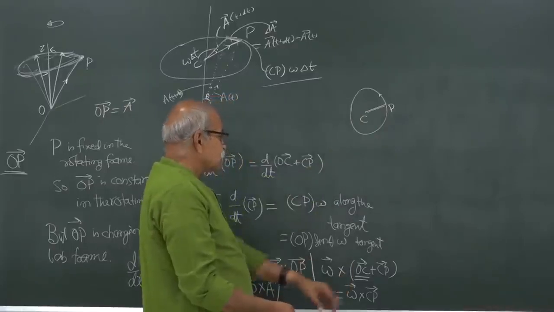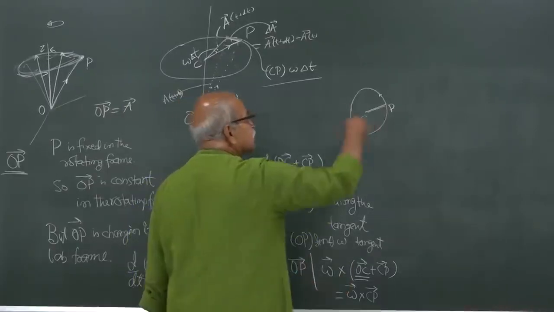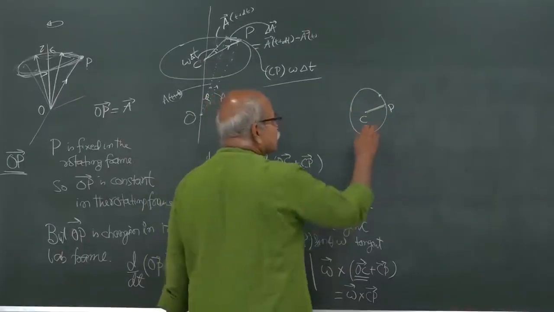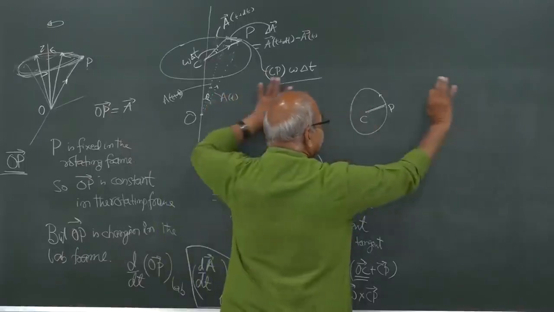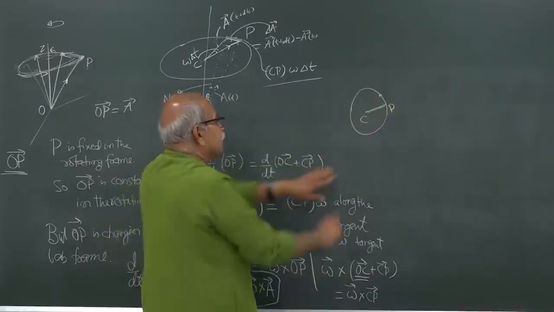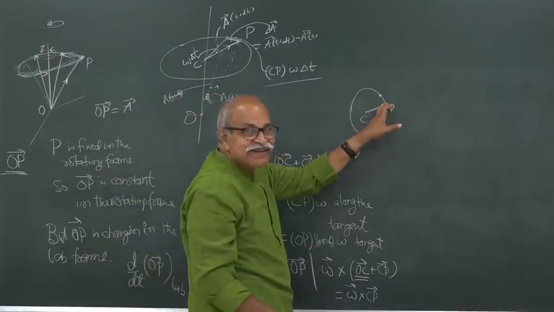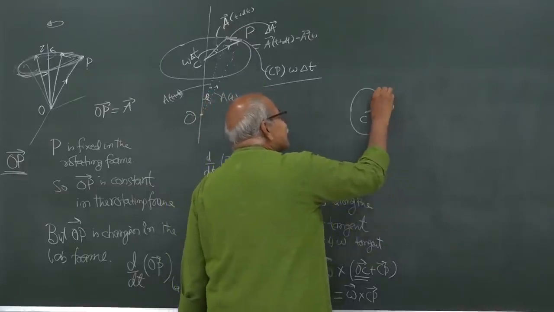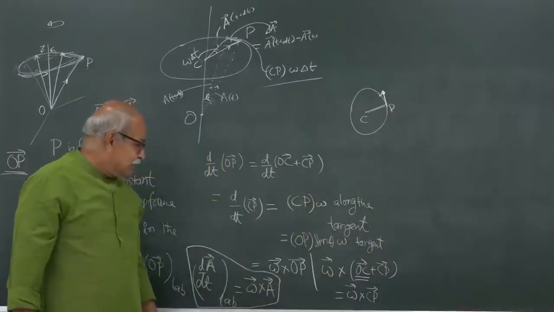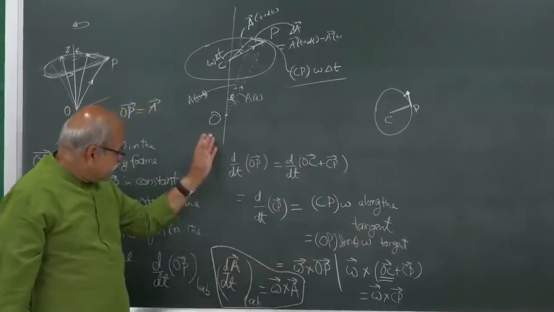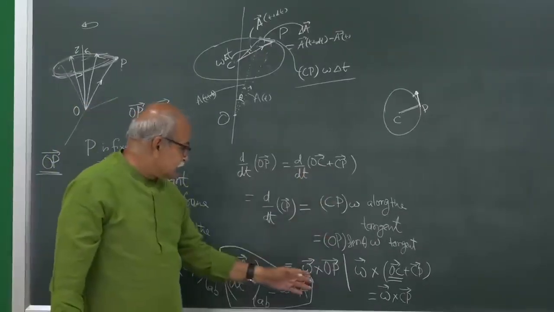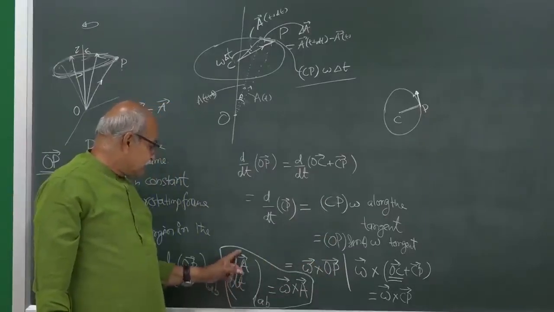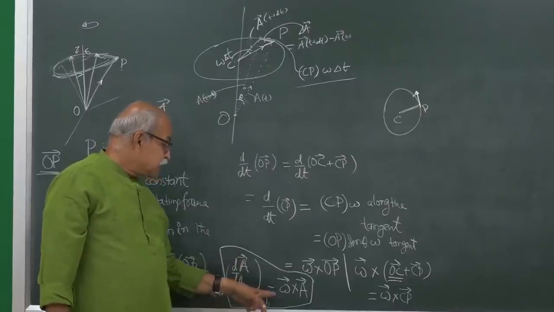Now, you see what is omega cross CP. This is omega and this is CP, and omega cross CP has to be perpendicular to omega, and therefore, it should be in this plane. It is also perpendicular to CP, therefore, in this plane it is perpendicular to CP. And then you do this omega cross CP and you see that it is in the direction of velocity. So, you can very easily verify that this whole thing can be written as omega cross OP, and therefore, d/dt of this vector A in the lab frame is equal to omega cross A.